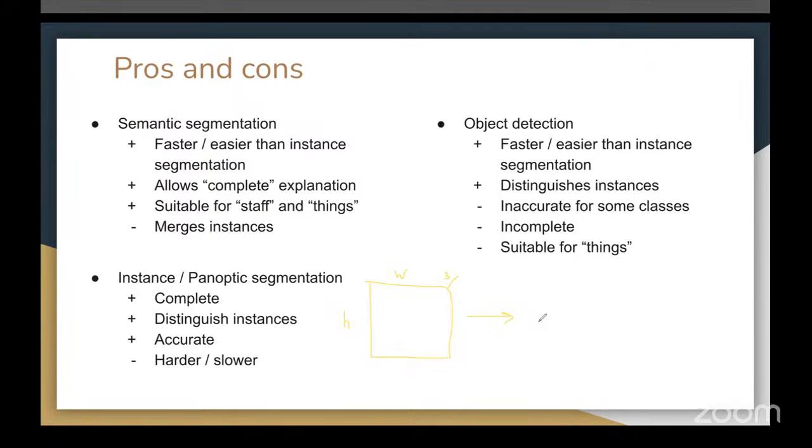We want to obtain, for each pixel, the probability of classes, right? So it's like the number of classes times H times W. Yeah, that's right.